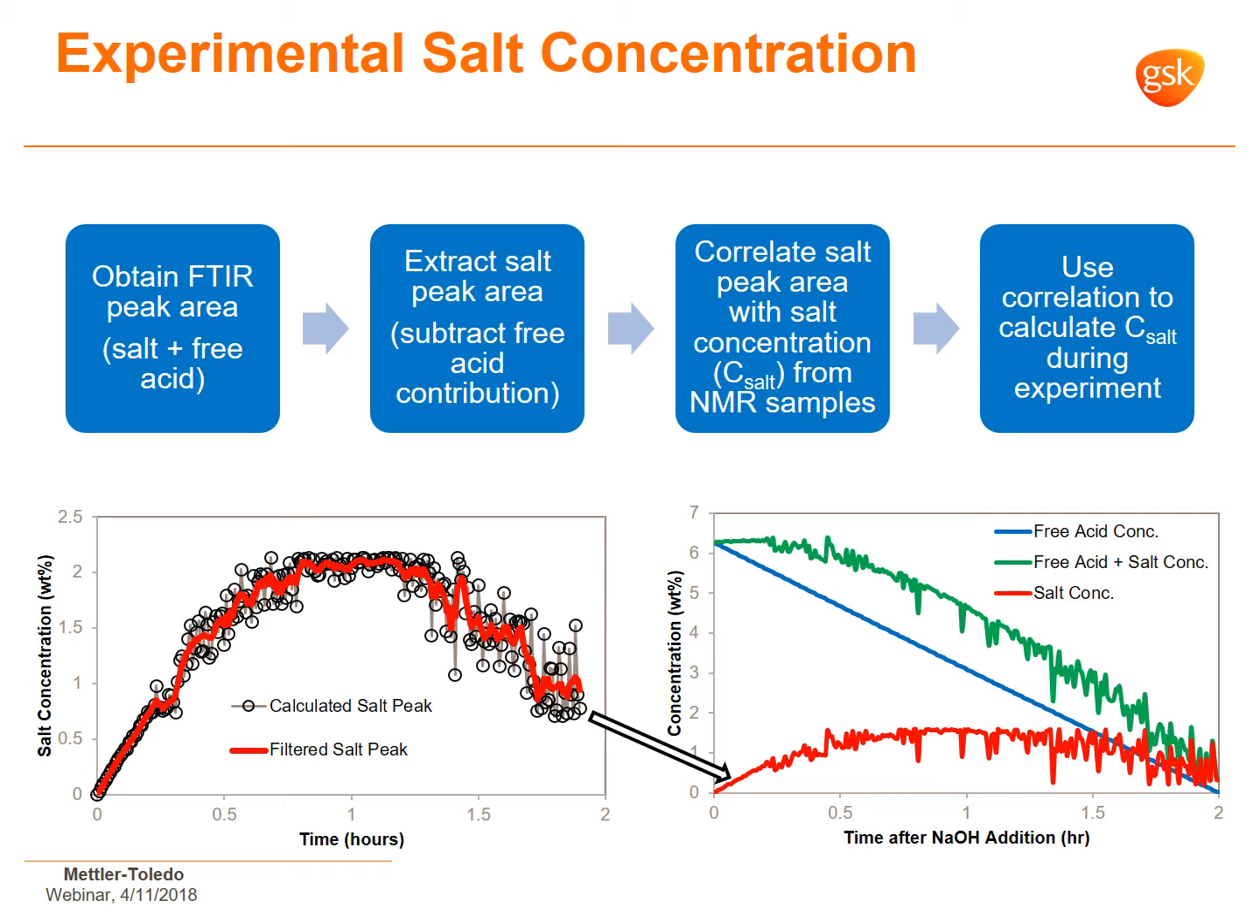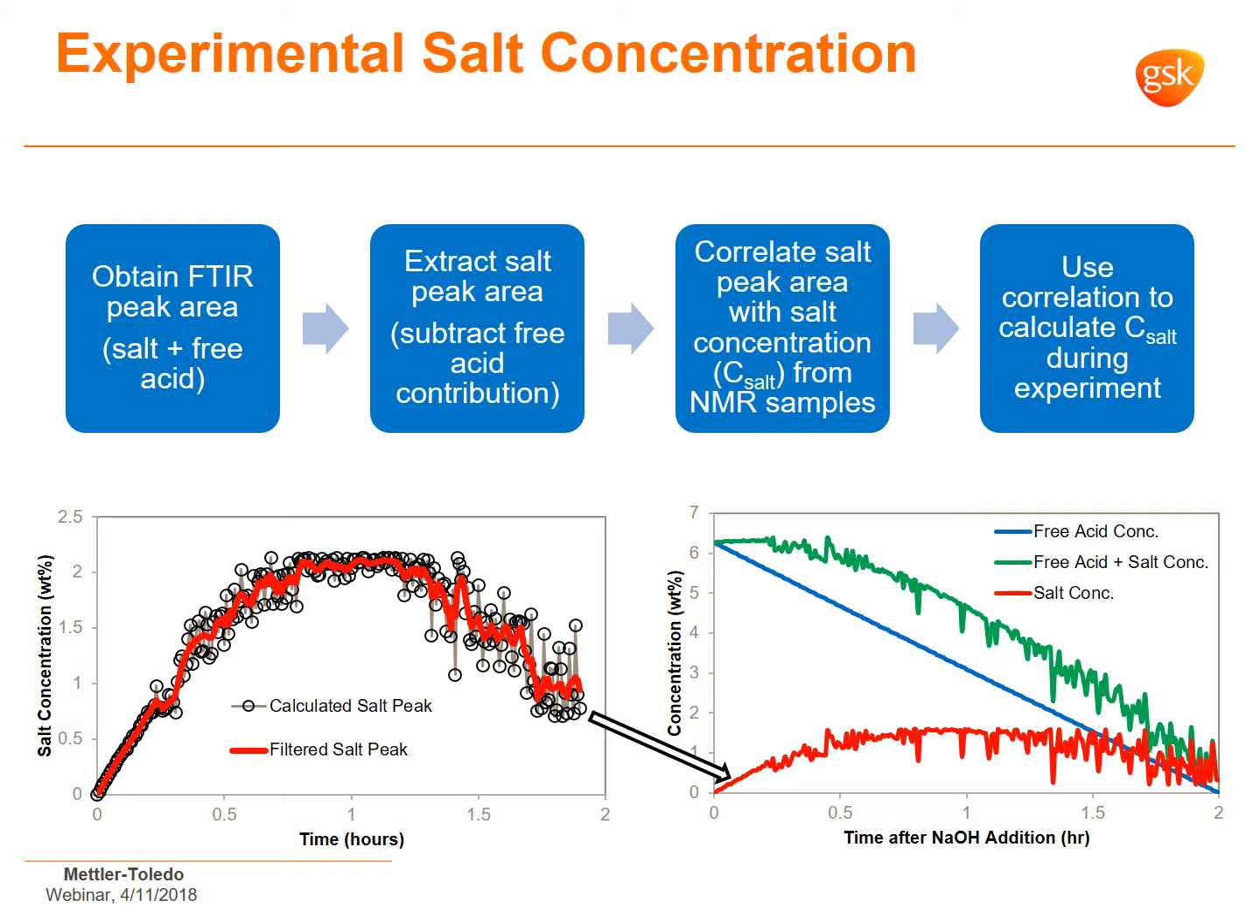We obtain the FTIR data. We extract the salt peak area by removing the contribution of the acid, and we correlate the peak area of the acid with the salt. And from there, we can determine the salt concentration during the experiment. And essentially, this is how it looks like.